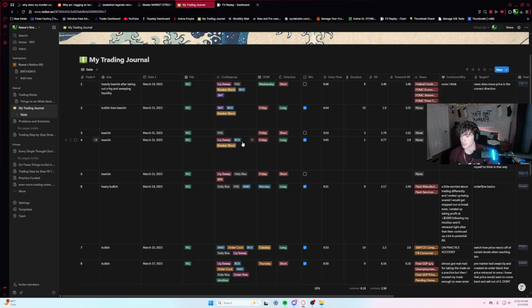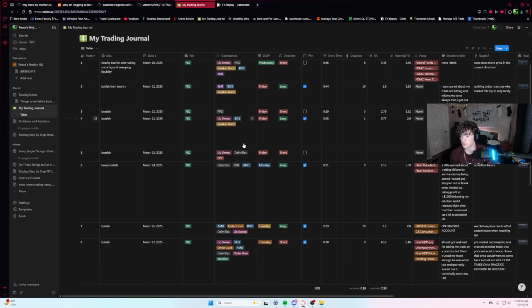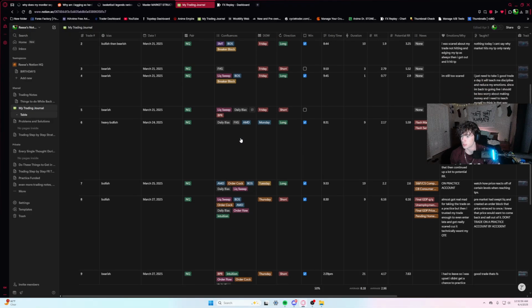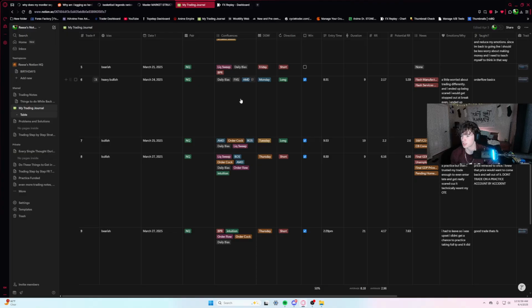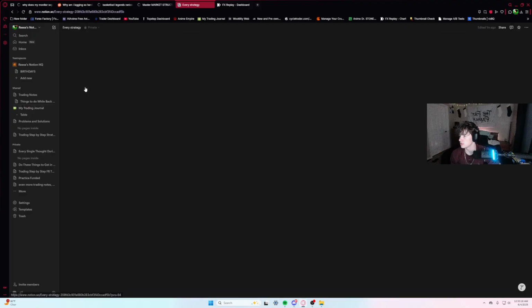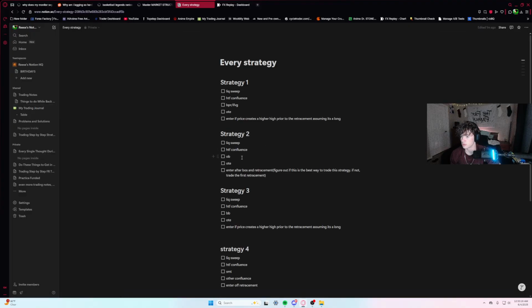Let's see. Liquidity sweep, breaker structure, breaker block. It's one of my favorites. Liquidity sweep, daily bias. Always need a daily bias. That's the high time frame confluence, in my opinion. Like, that's what I've been saying. AMD, order block, breaker structure, daily bias, liquidity sweep. Do I have order block in there? I think so. Order block, OTE. Yeah.